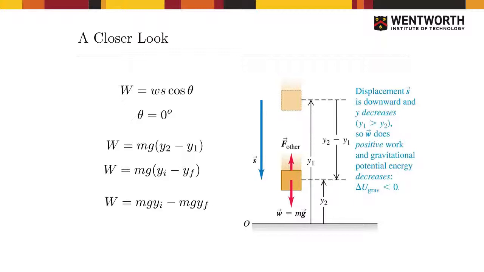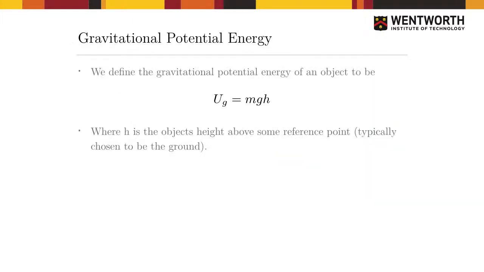Distributing the mg term, we get that the work is equal to mg y initial minus mg y final. These two terms are what we define as gravitational potential energy. The gravitational potential energy of an object is defined by mgh, where h is the height above some reference point, which is usually taken to be the surface of the Earth.